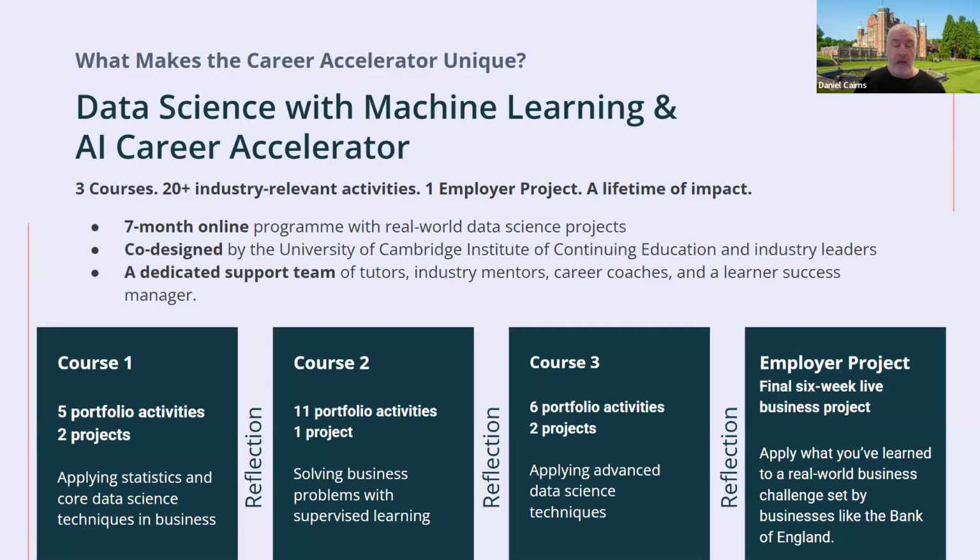Course 2, there's a little week's break between course 1 and 2, so you can submit your work, have a breather, get ready to get back into course 2, which is solving business problems with supervised learning. There's 11 portfolio activities that go towards you submitting your end of course project before a week off, and then course 3. Course 3 is a bit more in depth.